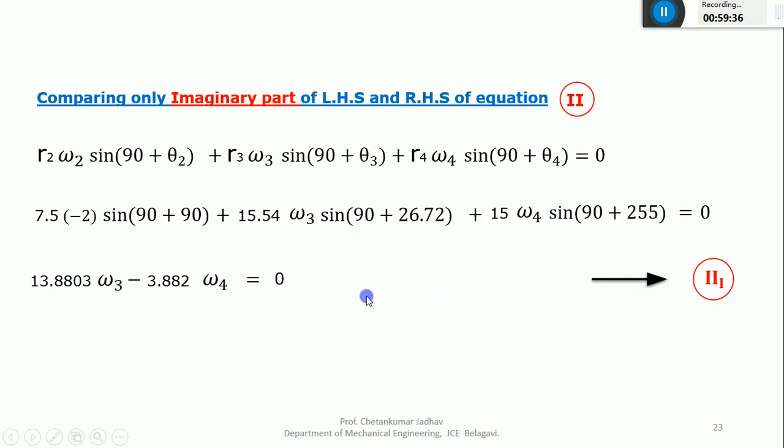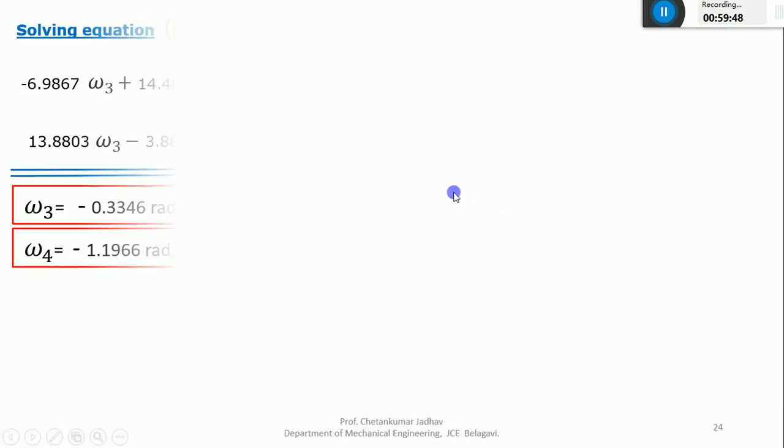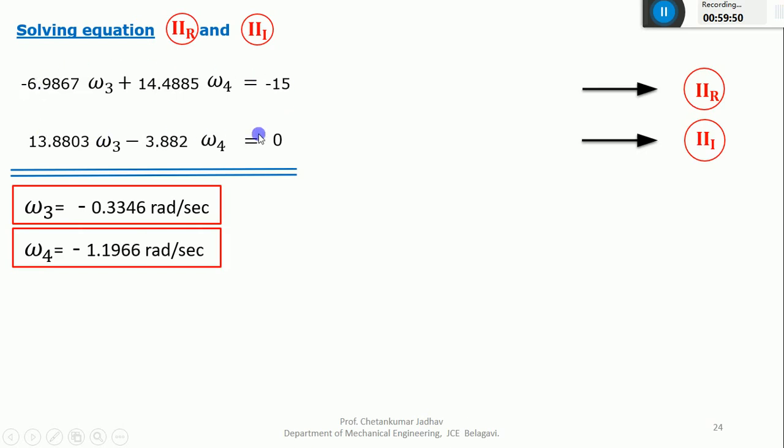After getting the second equation imaginary part and the second equation real part, use the calculator and solve the equations. You know how to solve the equations. I got these two equations from the previous slide, that is second equation real part and second equation imaginary part. Use the calculator. When you have two equations and two unknowns, you can solve these two equations by using the calculator.